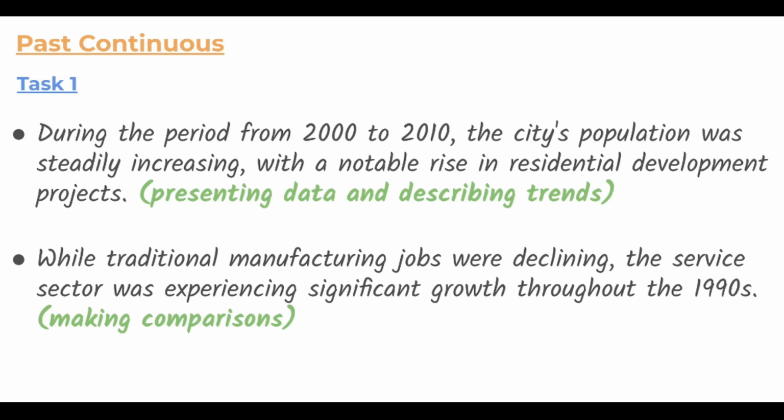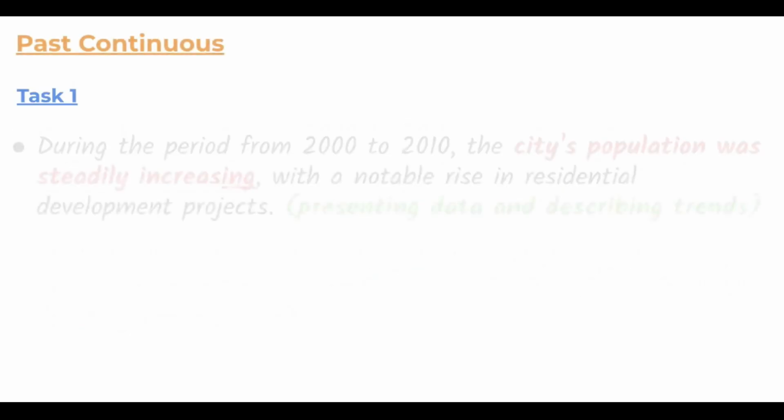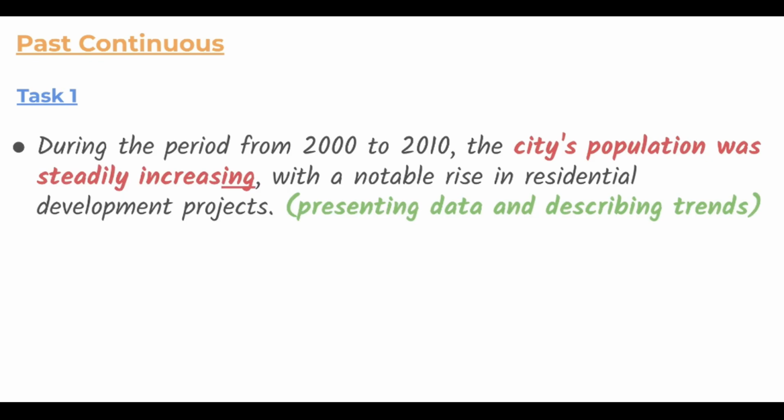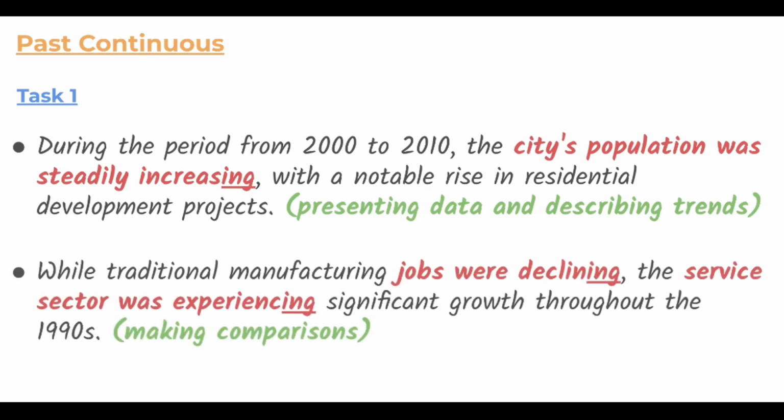Right, any past continuous here? How do we spot it? Can you see it at all? Let's have a look. Okay, so task 1 then. City's population was steadily increasing. That's an example of past continuous. And the second one had 2 actually. Jobs were declining, the service sector was experiencing. So you can see how this tense can come up in all different parts of the IELTS exam.